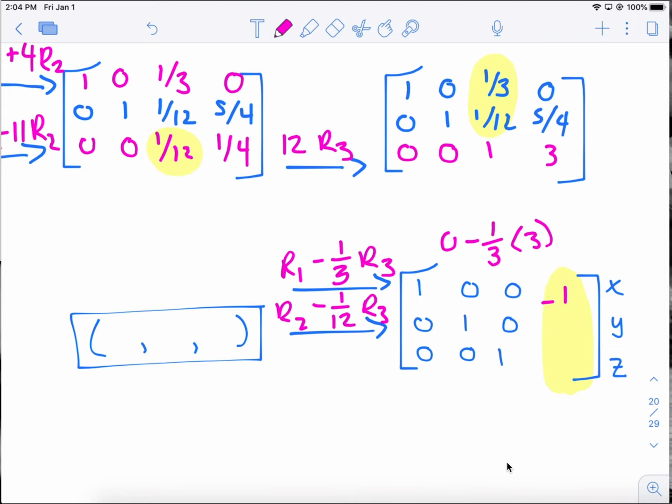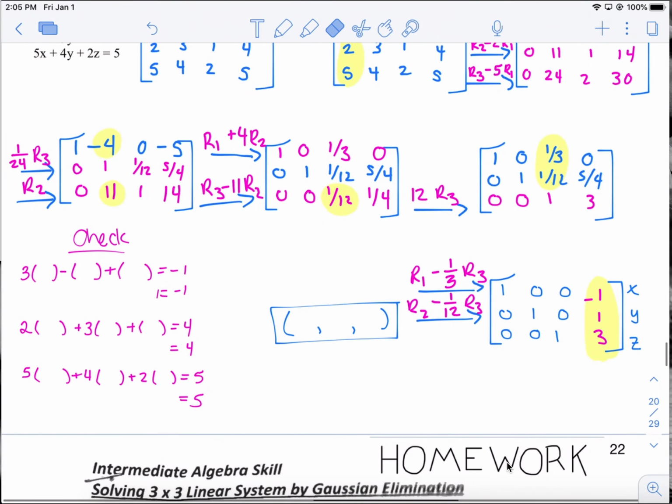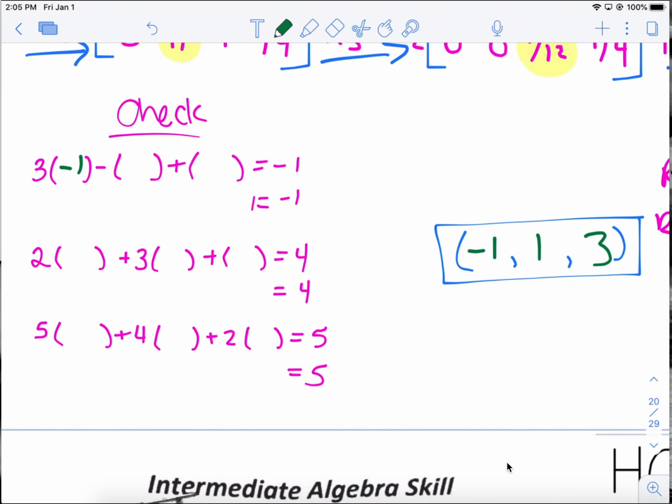On the middle one, I would end up with 5/4 minus 1/12 of 3, which is saying 5/4 minus 1/4 is 4/4, or 1 whole. And then my 3 is the exact same on the bottom. Okay. All right, my answers coming out from that should give me a -1, a 1, and a 3. Hopefully you got the exact same answer, so let's plug them in to make sure we're right. All my x's are -1s. All my y's are +1s. All my z's are 3s.